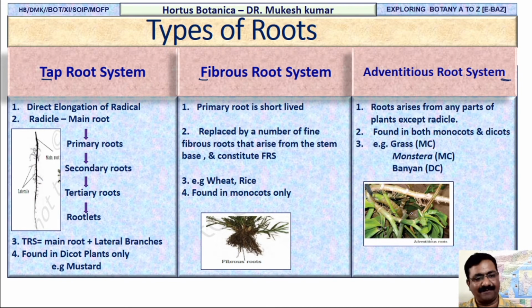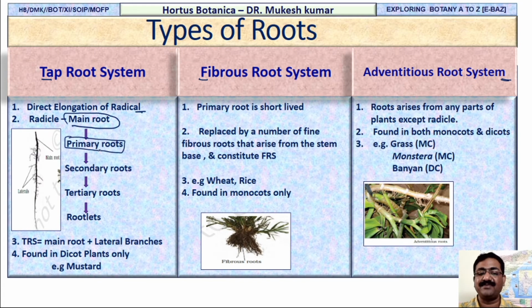So what is taproot? Taproot is the direct elongation of radicle. Means to say what I was talking about, that was taproot. So if a root is arising from radicle, it is only taproot. Fine. So what happened? This taproot first gives rise to the main root, and this main root, yes, is the primary root.